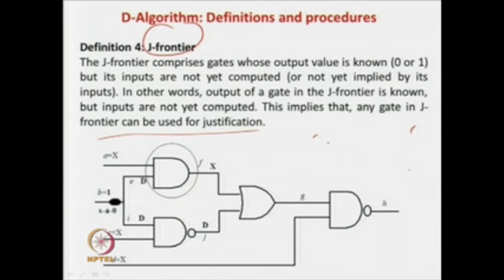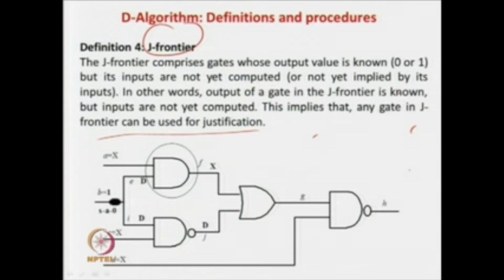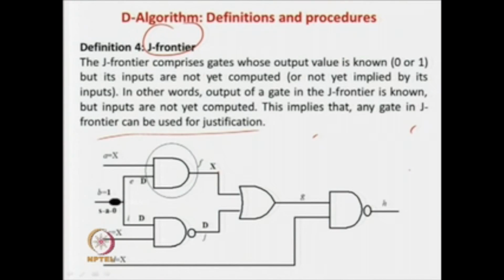So, a gate is in the J frontier means at least one input is x, but it does not imply that it will always be successful in justifying the output of the gate. At least its inputs are not known and the output is known. Output known means that is the requirement, and inputs not known means that you have to compute the inputs from the requirements of the justification algorithm. So, if you have a gate whose output is known but inputs are not yet known and have to be computed, you can think that that gate can be used for justification. So, that gate falls in the J frontier.